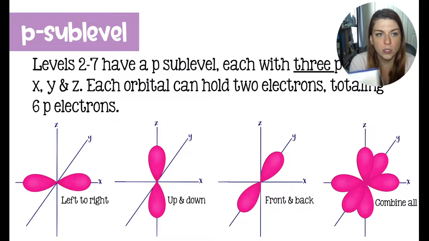And the way that you can remember that 6 electrons fit in a p sublevel is that this is the p block, and it's 6 elements wide.